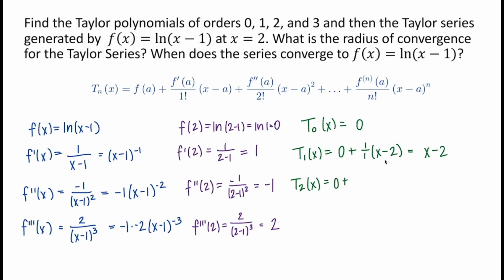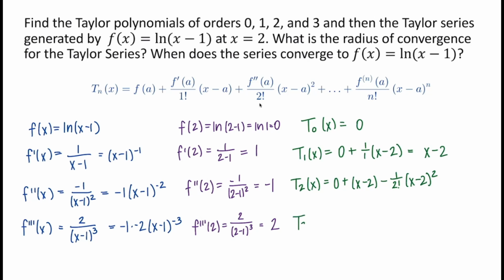So 0 plus x minus 2. And then the second derivative is negative 1. So we're going to substitute that in here. Negative 1 over 2 factorial, and then x minus 2 squared. And I'll just go ahead and leave it like that.